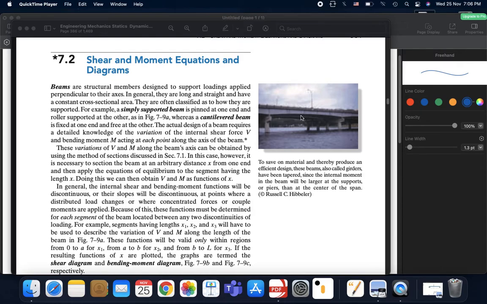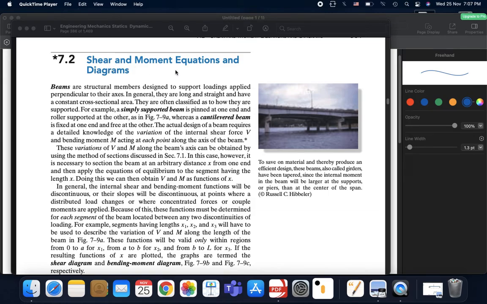Now, as you probably noticed, I didn't mention anything regarding the normal force that we called N in the previous chapter. Simply because the book says that these beams are designed so that they can tolerate normal stresses. So we will not be concerned with the value of N, or we will never calculate the value for N when we find our shear and moment equations.